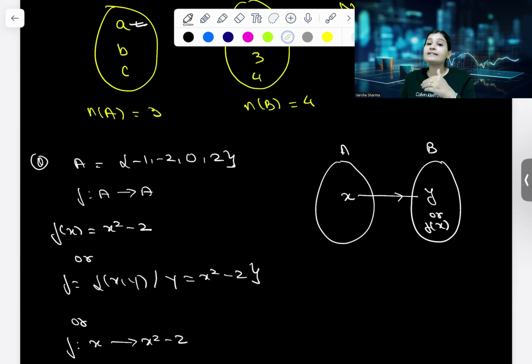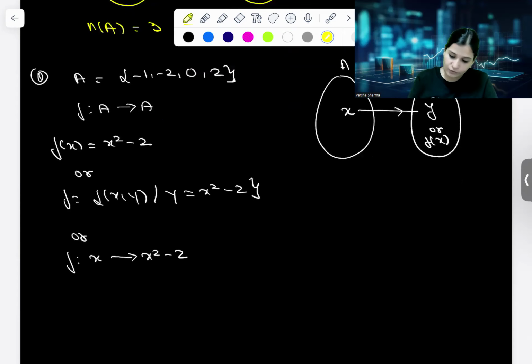Understood? So I can write the function in any one of these ways. It basically says that the equation we need to follow is x square minus 2. Is it understood? f of x and y are the same thing. It means the same value. So what do I want here? Question number 1: find f.